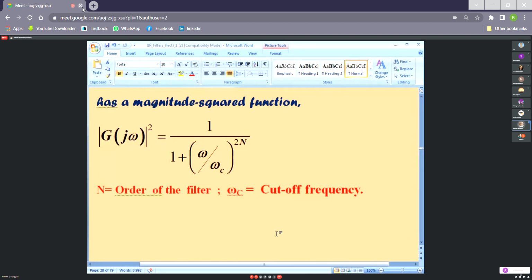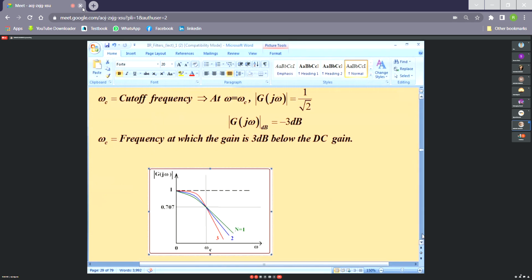For a high pass Butterworth filter, what will happen? In the low pass filter case, it is omega by omega c. But for high pass filter, it will simply be omega c by omega. This thing will get inverted. Here, low pass filter case, this is omega by omega c. For high pass filter, it will be omega c by omega. That will be the only difference.